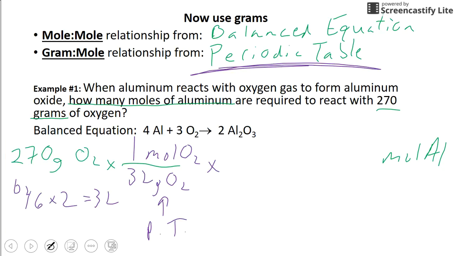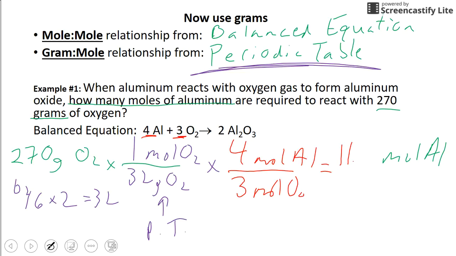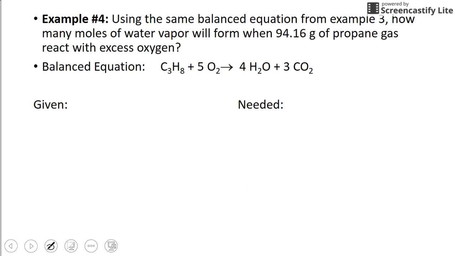And now we got to go from moles of O2 to moles of aluminum. And we get that from this balanced equation. So you can see here there's 4 moles of aluminum for every 3 moles of oxygen. So we multiply the tops, 270 times 1 times 4, divide by the bottoms, 32 and 3, and we get 11.25 moles of aluminum.